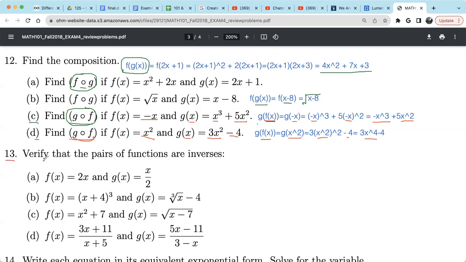Now let's see 13, talking about inverse functions. For inverse functions, we usually use the notation f raised to negative 1. If the inverse of f takes f of x as the input, we always get the identity. And it also equals f taking the inverse of f as input.